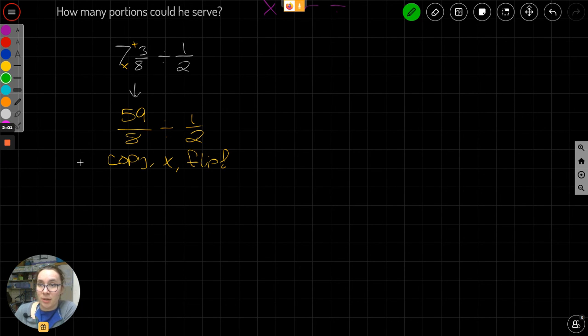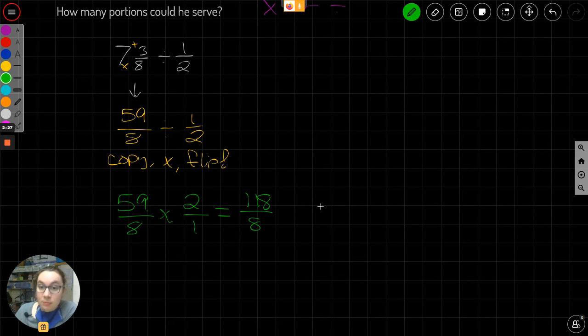Do that in green. So, 59 over 8. That one stays. That's copy. Then X. And now I flip this fraction here, 2 over 1. And I could multiply this across. I'd have 8 on the bottom. And my goodness, what is 59 times 2? 60 times 2 is 120. That's 1 less. That's 2 less. So 118.